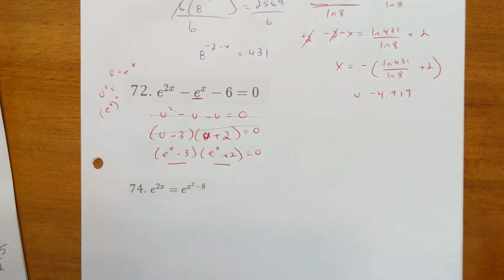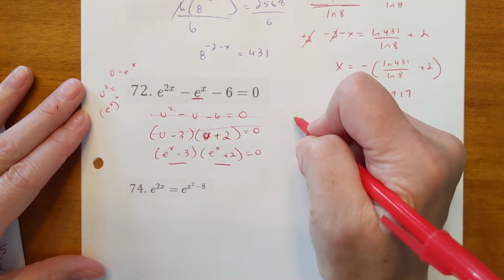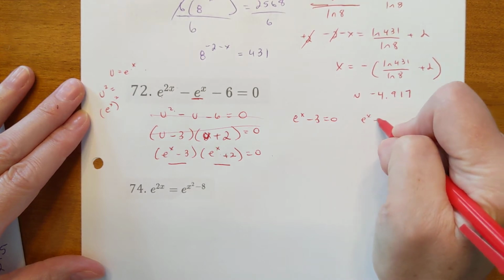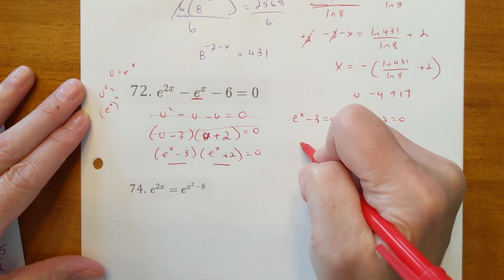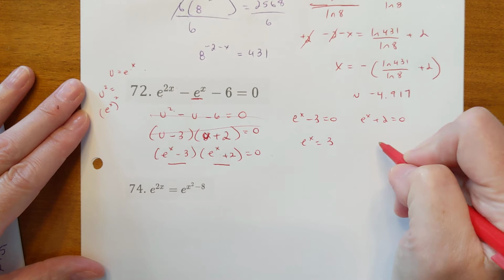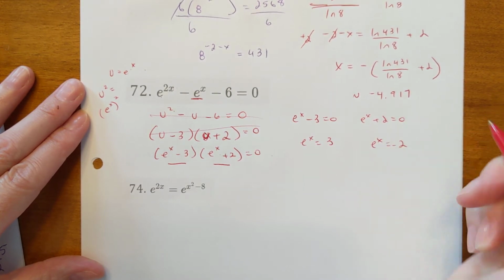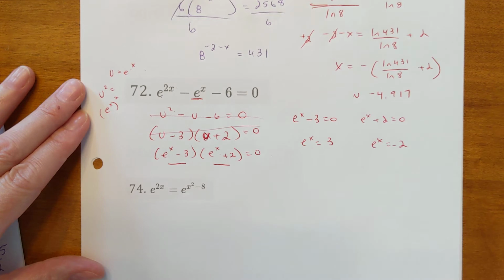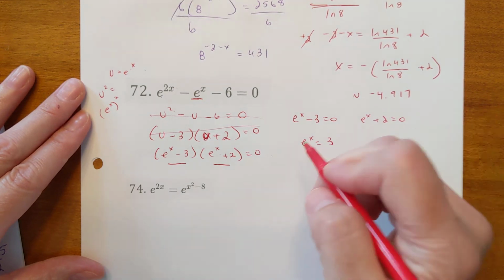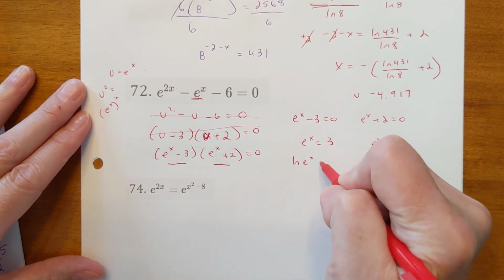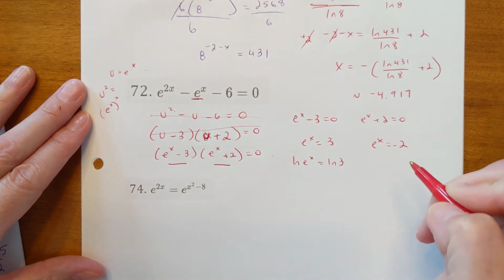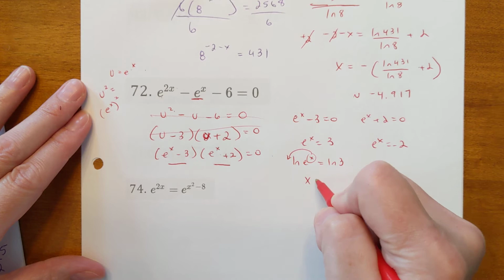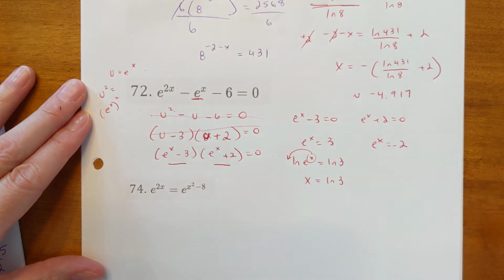So one of these two needs to be equal to 0. So set them both equal to 0. So that gives you e to the x equals 3 or e to the x equals negative 2. So then take the natural log of both sides because we have to solve it still. So we got another little math problem to do here. So natural log e to the x equals the natural log of 3. And again, pull the x out front. So then that just leaves x equals the natural log of 3.